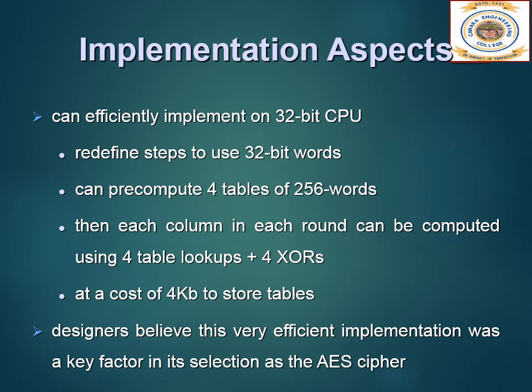Then each column in each round can be computed using 4 table lookups plus 4 XORs. Plus 4 kilobytes to store the tables is sufficient. So designers believe this is a very efficient implementation. This was the key factor in the selection as the AES cipher.